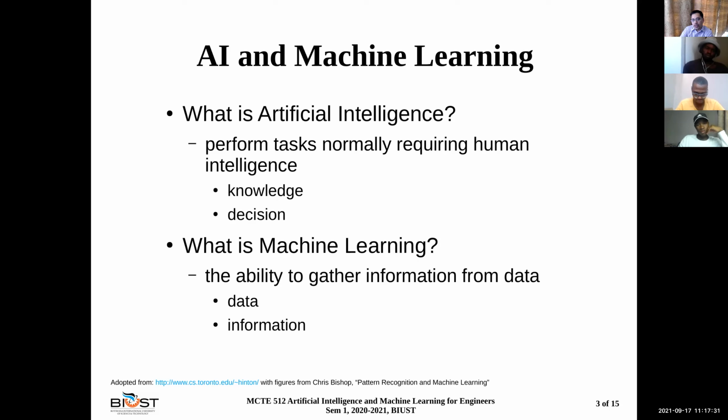Okay, and then what is machine learning? It is the ability to gather information from data. So we already mentioned this. And so there are two things, data and information. So now, what is the difference? If we compare the two things, what is the difference? These are just definitions from textbooks that I put here so that we can analyze how the two things are related and how they are different.